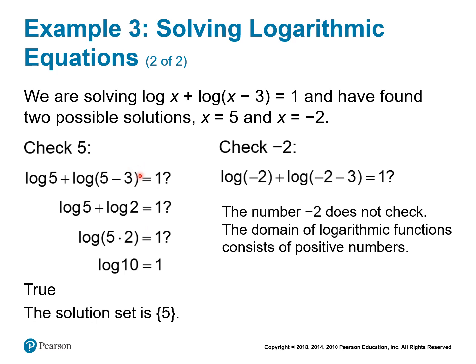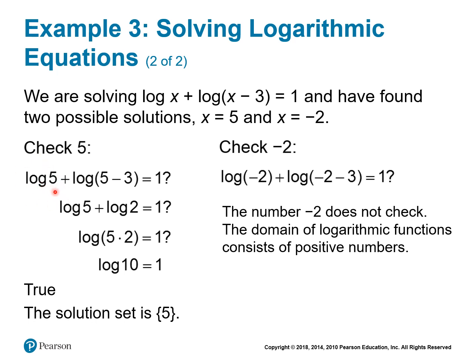This is the last step for solving the equation log x plus log of x minus 3 equal to 1, which we were working through in the previous slide. We had found two solutions for x. One was a 5 and one was a negative 2. And now we have to go in and plug in each of these two values into the original equation and see whether it solves the equation, whether it's valid for the equation.